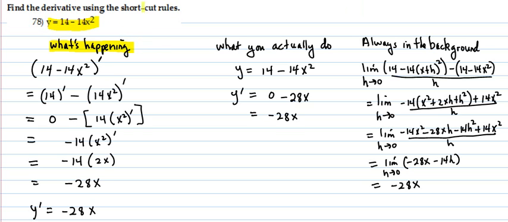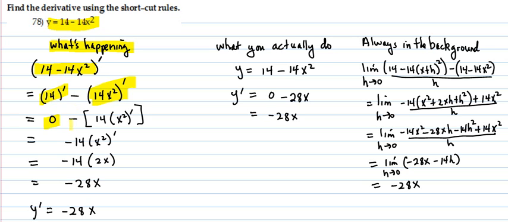So we say, okay, we're going to take the derivative of this. And that's where the prime notation comes in pretty handy. The derivative of subtraction is a subtraction of derivatives. So that's using one of those rules. The derivative of a constant is 0.